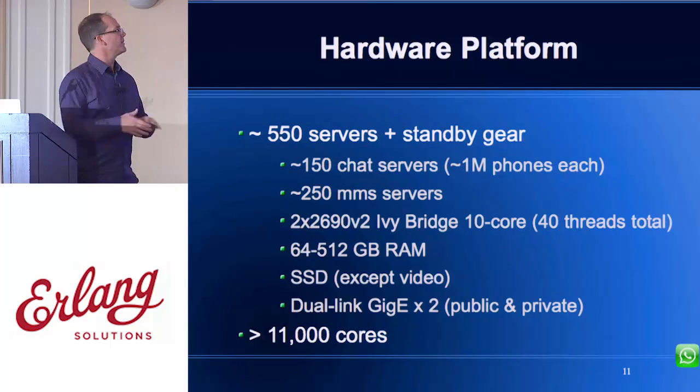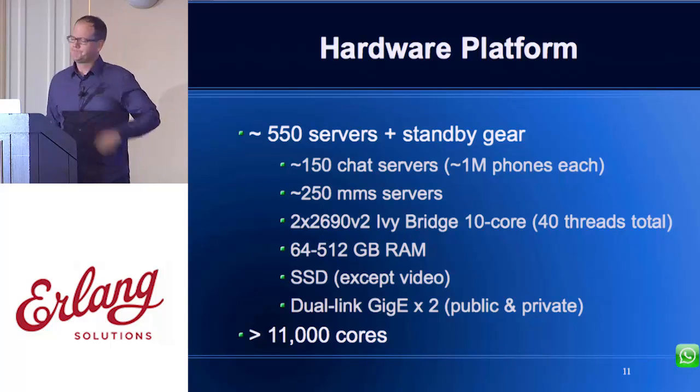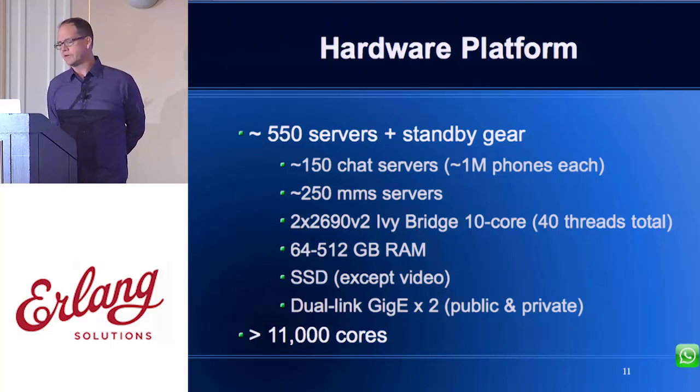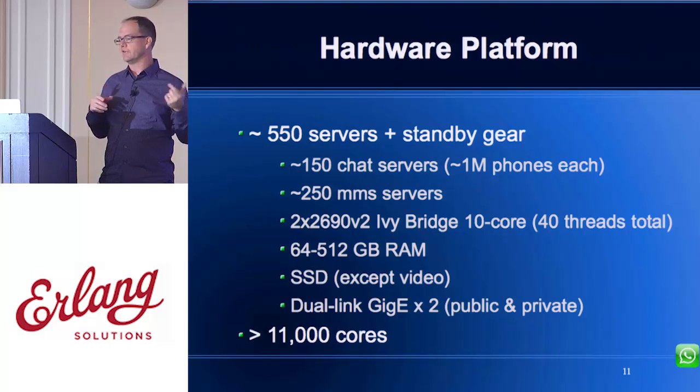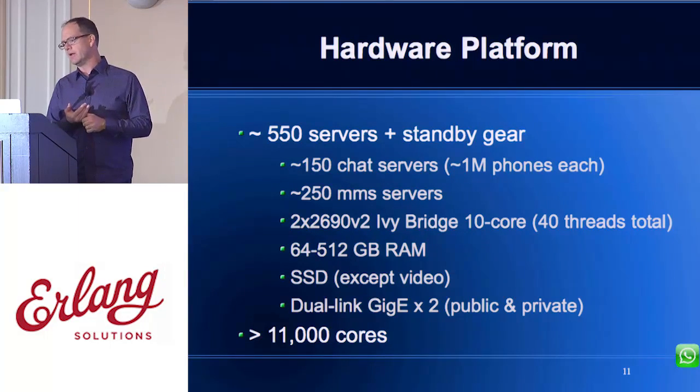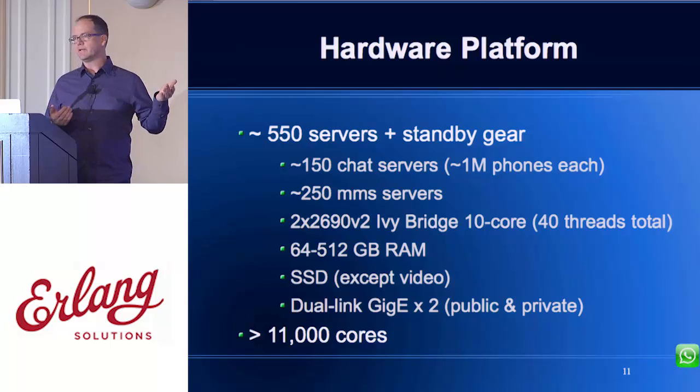So what does the hardware platform look like to support all this? We have about 550 servers plus some standby gear. Of those, 150 are the chat servers, which are the ones that handle the messaging traffic that the phones connect directly to. Given that our peak concurrent connection is about 150 million, each one is holding about a million phones. Now, for those of you who've seen my talk from 2 years ago, we were pushing upwards of 2 million connections per server at that point.